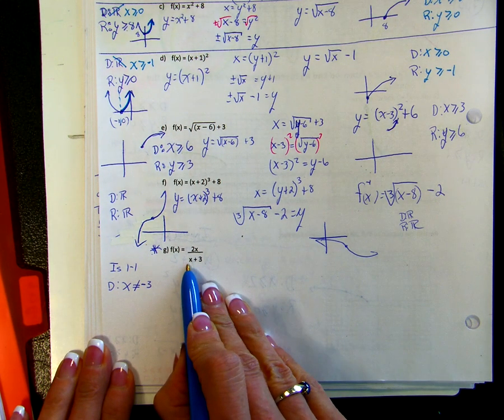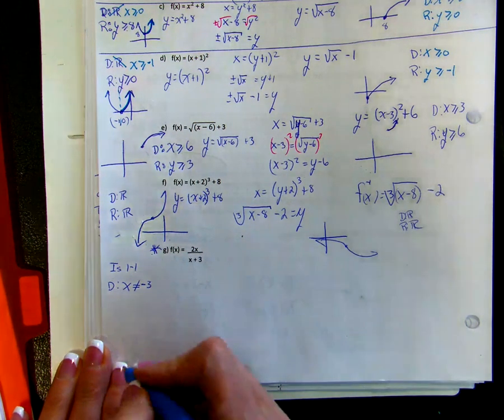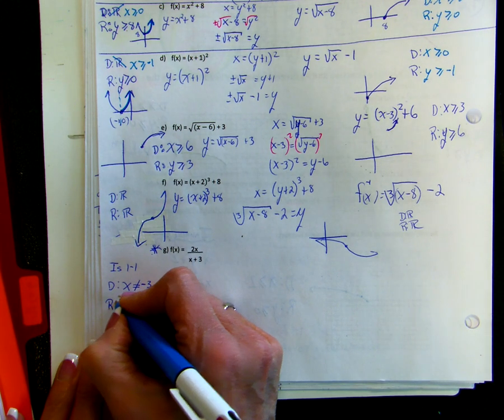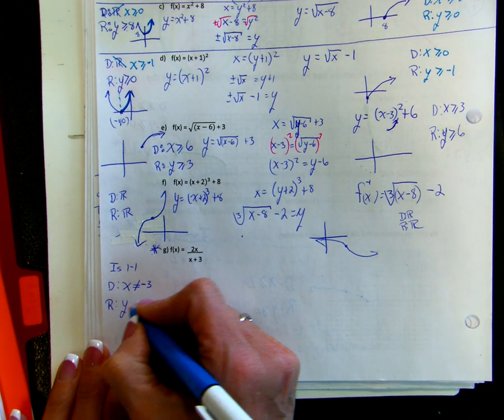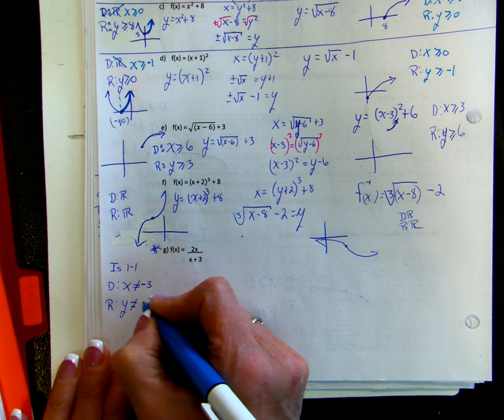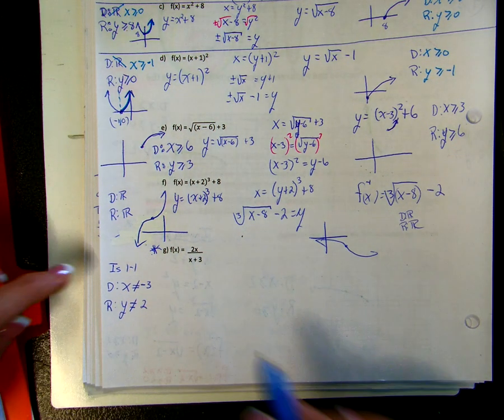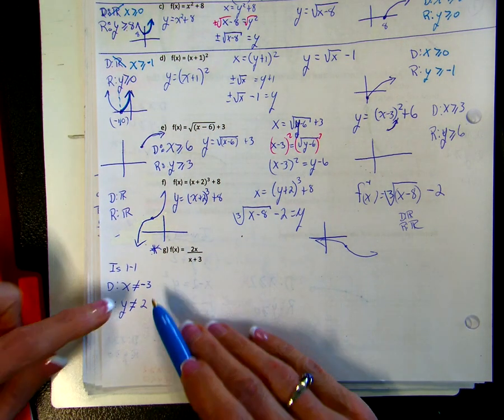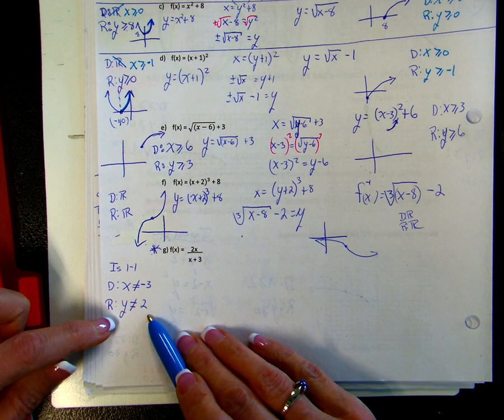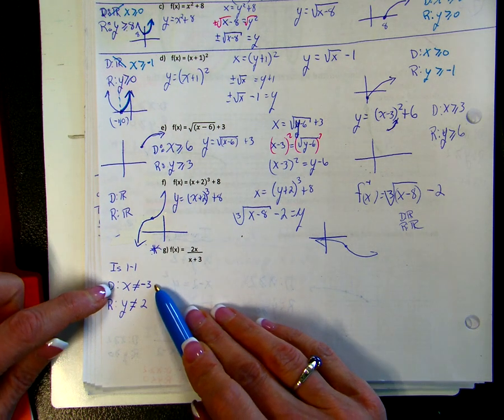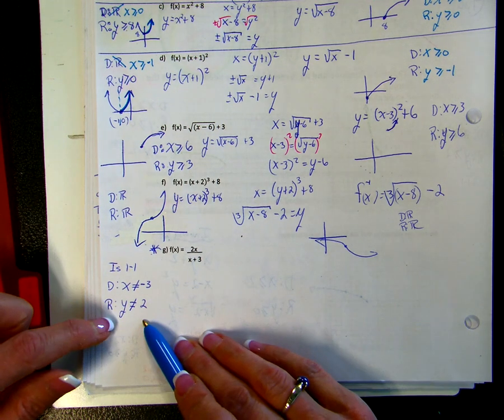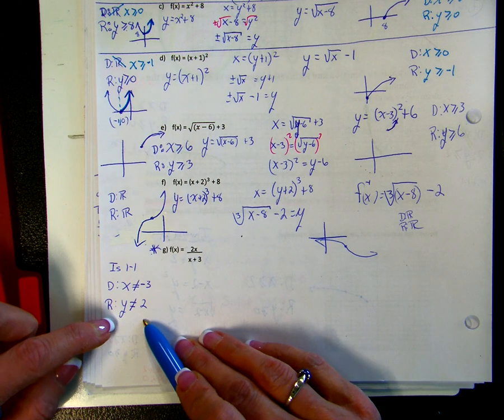Can you all see that, right? Yes. Non-permissible value. And you may not know this, but the range is all reals except y can't equal 2. This would be your vertical asymptote. This would be your horizontal asymptote. Hey, I know you know this one. We'll talk about this one later.